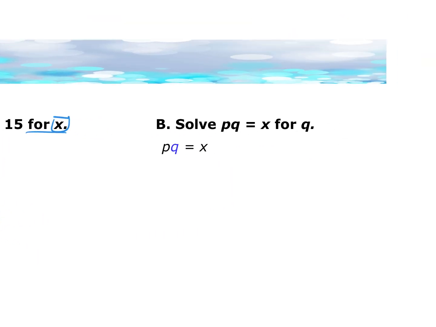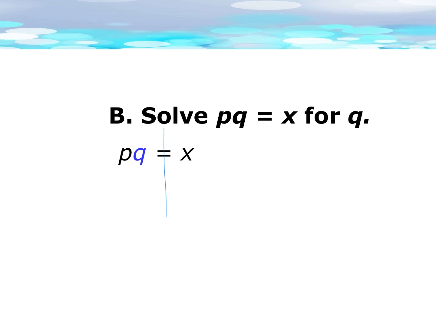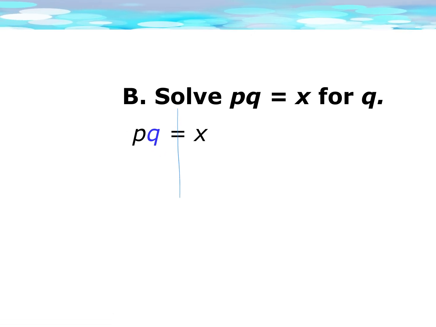All right, now let's look at the second one. Solve PQ equals X for Q. All right, again, on this side of the equal sign, so I'll split up the equal sign. Which side is Q on? It's going to be on your left, right? And it's already colored in blue for you, right? So this is the variable that we want to solve for. We want this by itself, right?